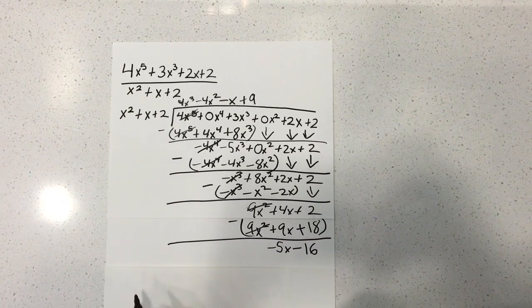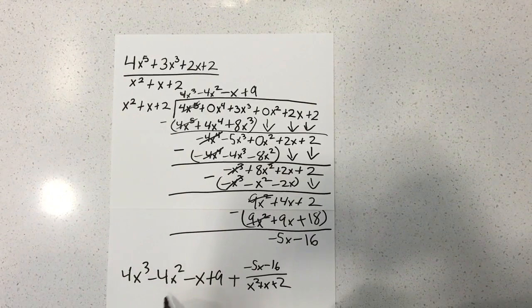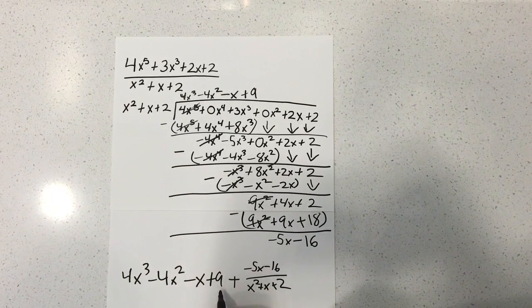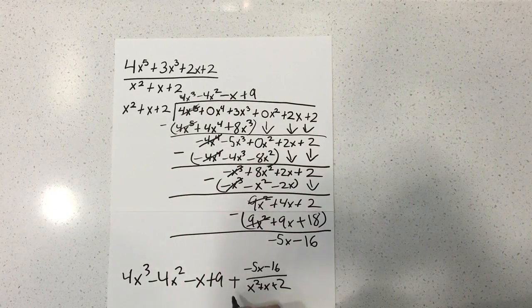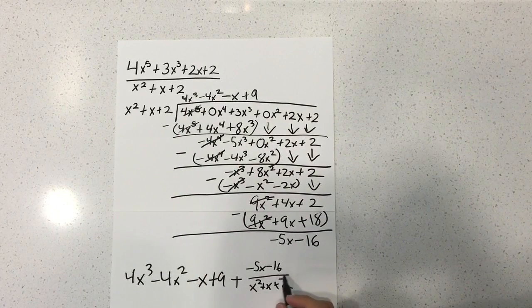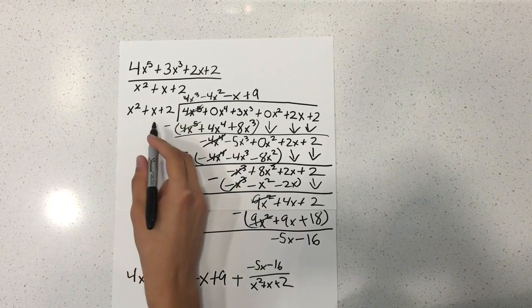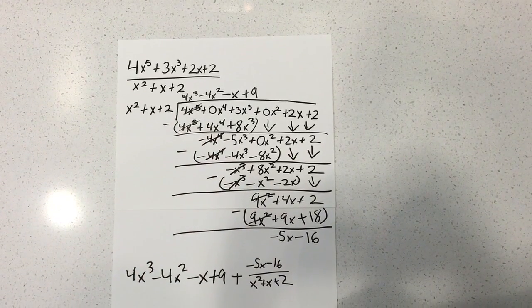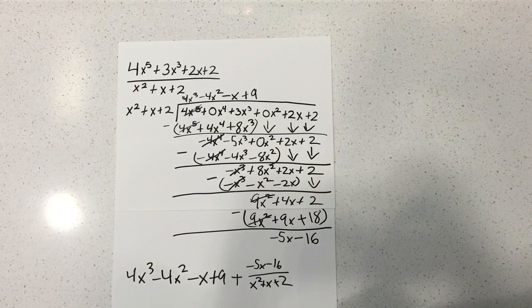Our final answer is 4x^3 minus 4x^2 minus x plus 9, which is this part, plus our remainder, negative 5x minus 16, all over x^2 + x + 2. And that's how you solve a long division problem.